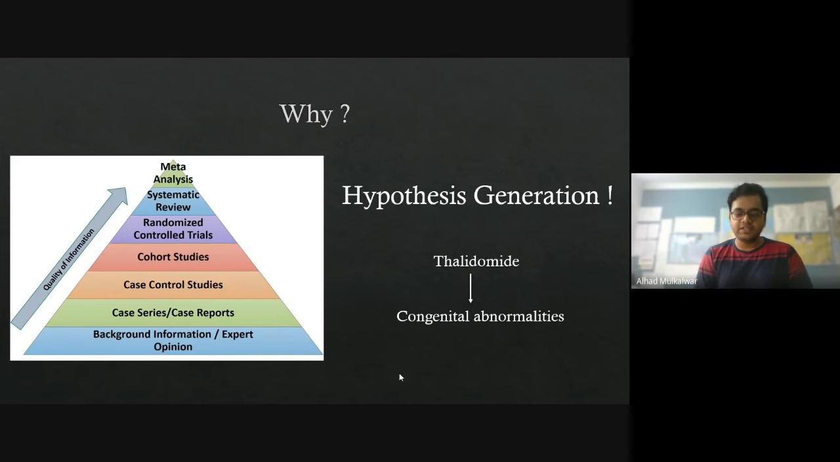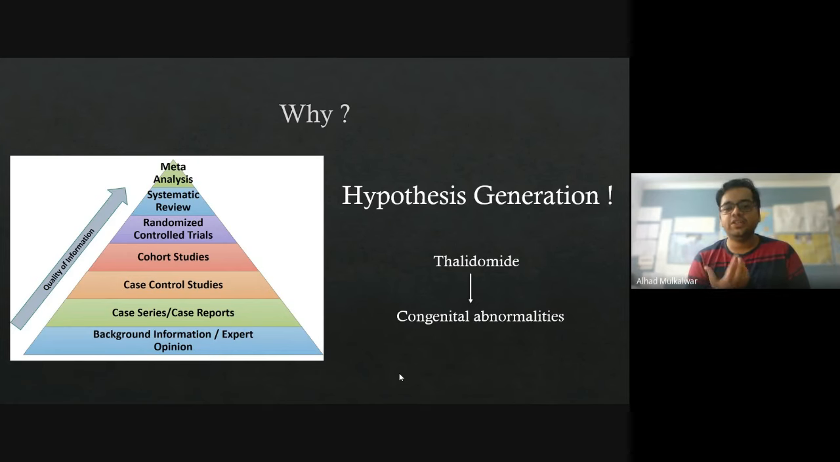There are other examples where vaginal adenocarcinoma was found to be associated with in utero exposure to diethylstilbestrol. Now, how does one come to make such a huge statement? It is because one clinician observed that there was something wrong with the children.